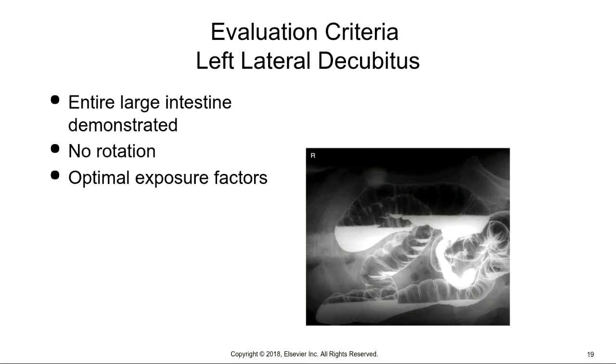And again, you have to demonstrate the entire large intestine. You want to make sure there's no rotation. And now the ascending colon is up. This is right hepatic flexure, ascending colon. So you want to make sure that the radiologist is actually looking in this area for any polyps that might be present for the patient. Not that they're not looking everywhere else, but polyps tend to be in the ascending and descending.